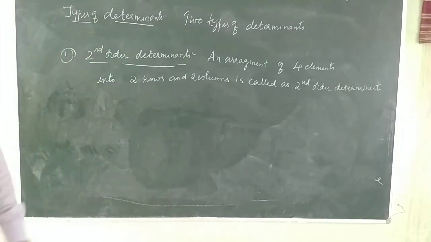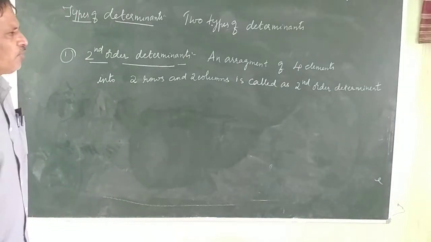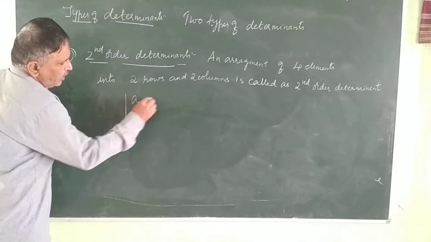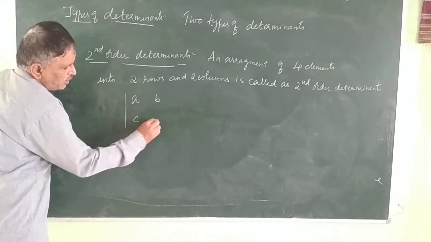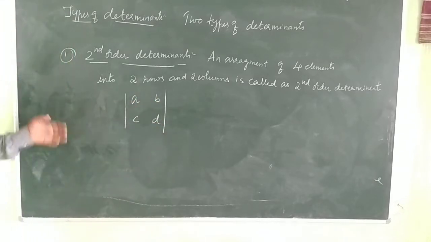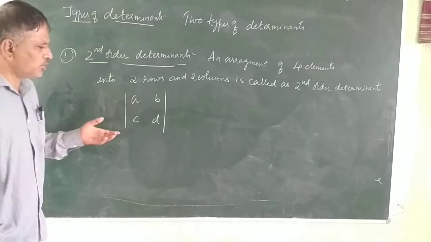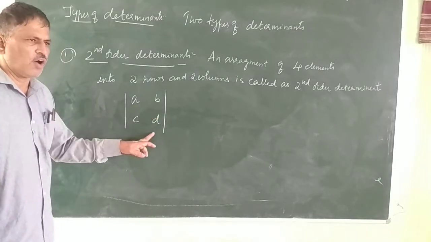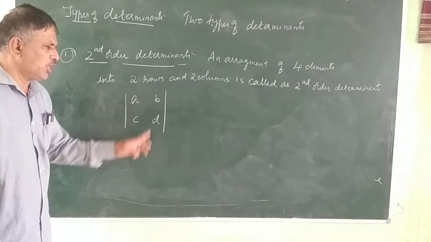So second order determinant is what? An arrangement of elements into 2 rows and 2 columns. For example, A, B, C, D. So these are elements. Elements are entries. There are 4. How are they arranged? I arrange in 2 rows and 2 columns.